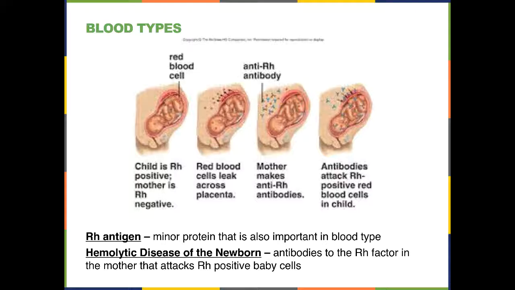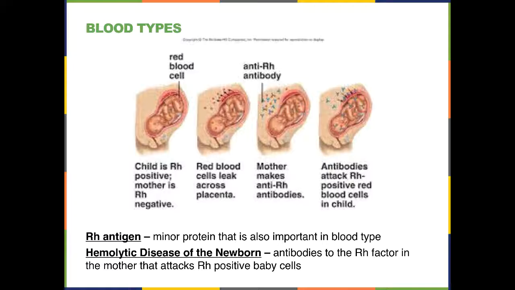And this is what's known as hemolytic disease of the newborn. It's when antibodies to the Rh factor that are produced in the mother attack Rh positive baby blood cells. Now this obviously can only occur when the mother is Rh negative and the father is Rh positive, such that the baby has the opportunity to be Rh positive.